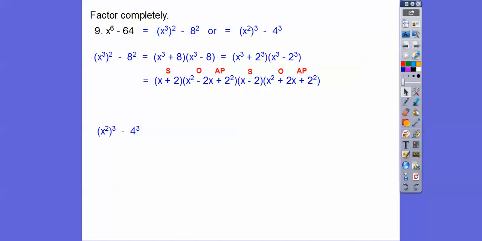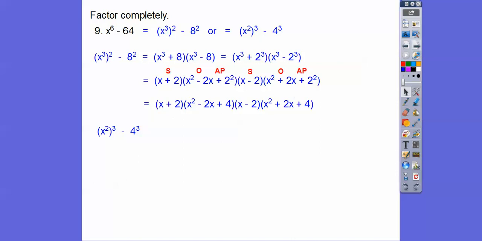Okay, so here we have a cube minus a cube. So again, that's a bi times a tri. Let's see, what did I do? Oh, it's just the answer. I just took off the SOAP. I'm sorry, I forgot to put the 2 squared is 4 and the 2 squared is 4.